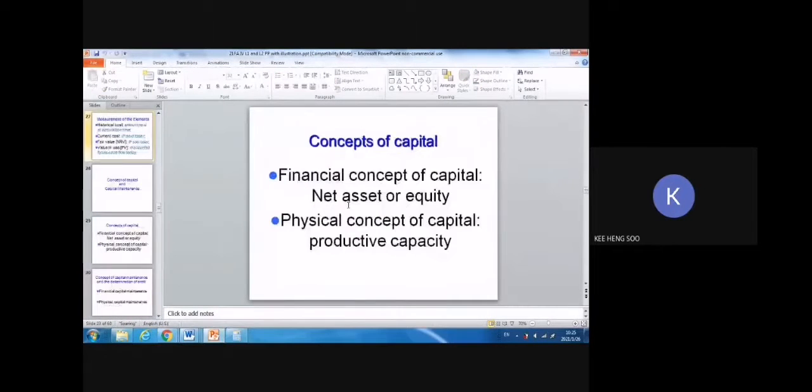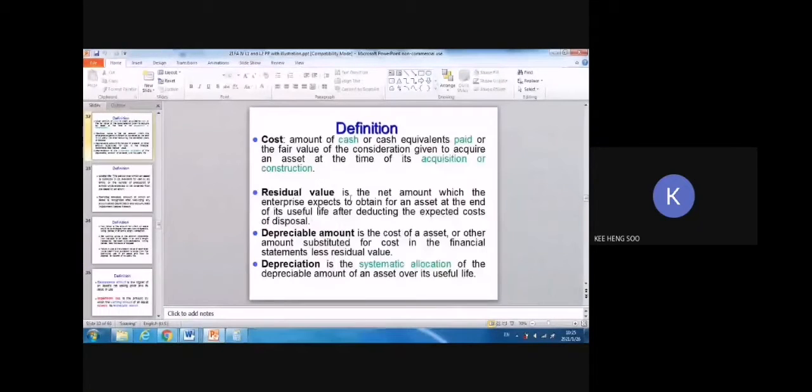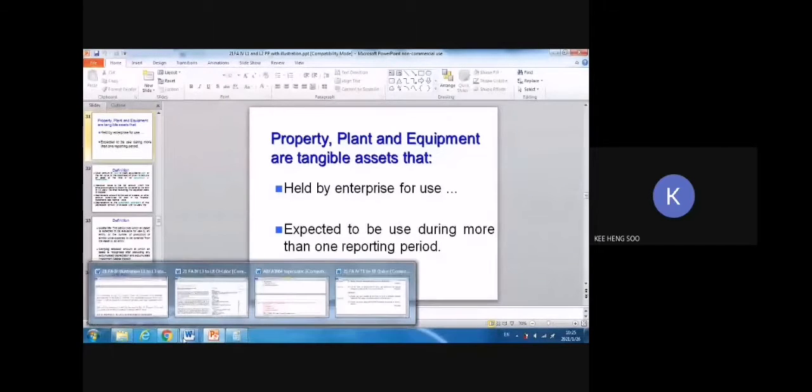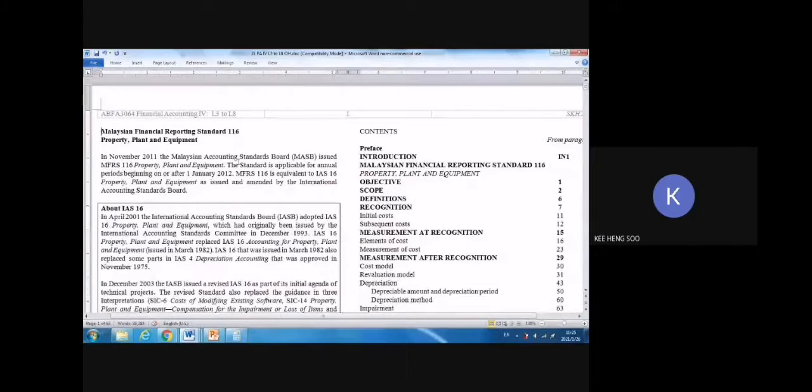Property, plant, equipment. Okay, we have another 30 slides here. I'll cover about 15, but I will cover all. This is property, plant, equipment.